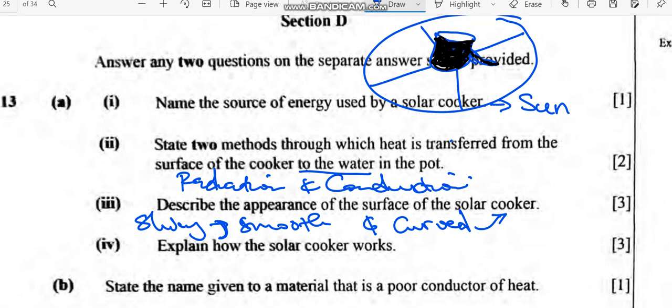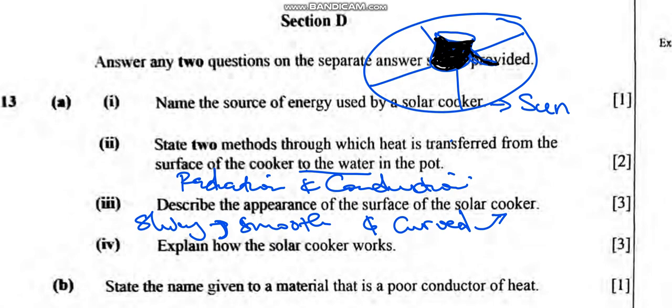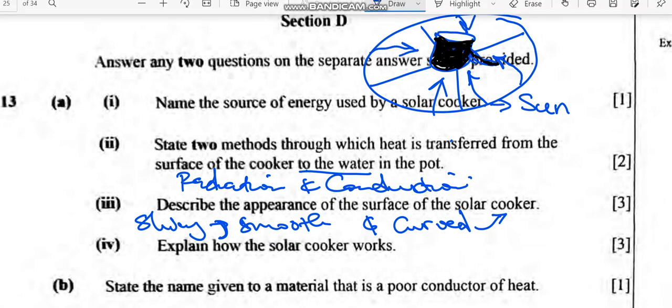The dish must be a shiny surface so that it can reflect heat. And why is it curved? So that it can focus the reflected heat on the single point, which is the pot.